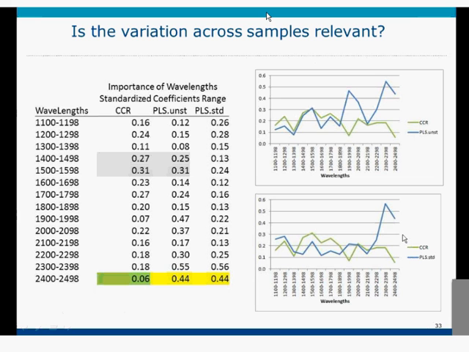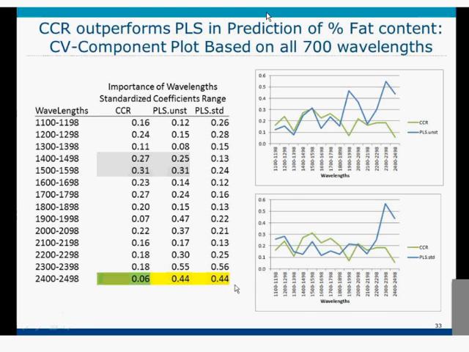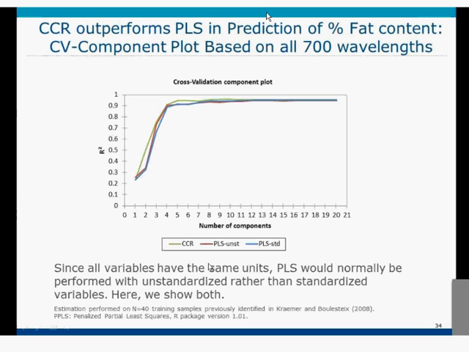Okay, so how do I know that these are not important? Well, to see whether they're important or not, and this is just a comparison in general of prediction of the percent fat content, you could see with the number of components, the CV R squared typically is higher for the CCR approach than the PLS approach. Although, for the most part, they're very close. They're well over 0.9.